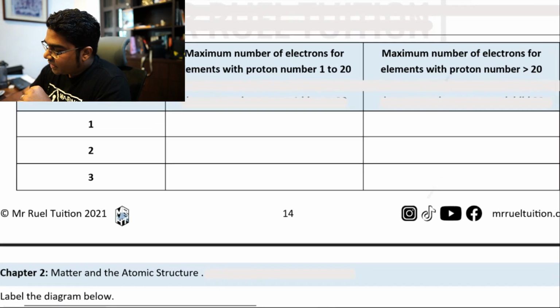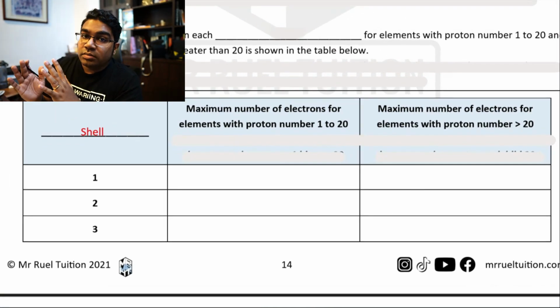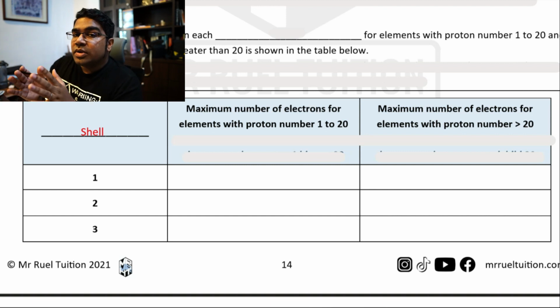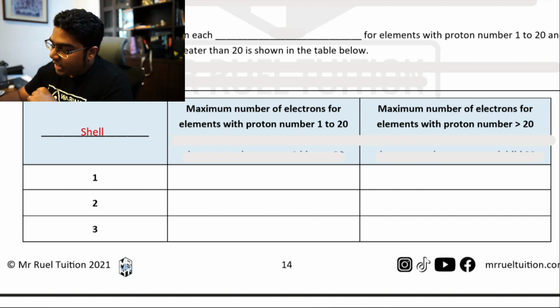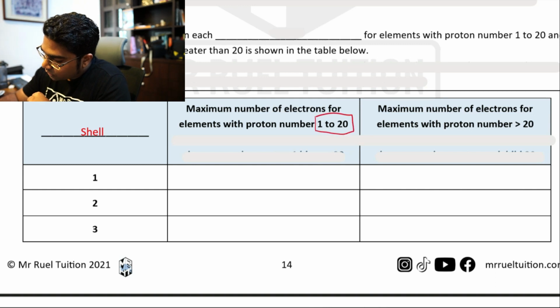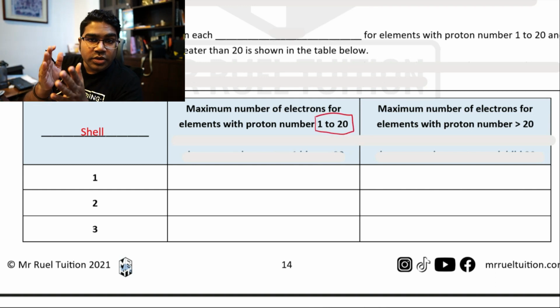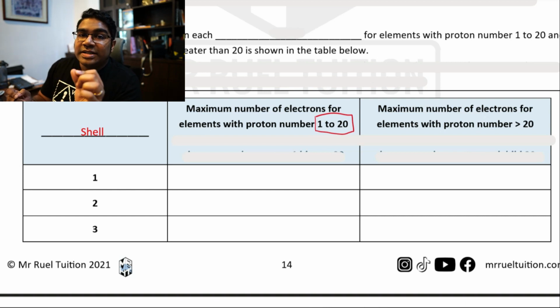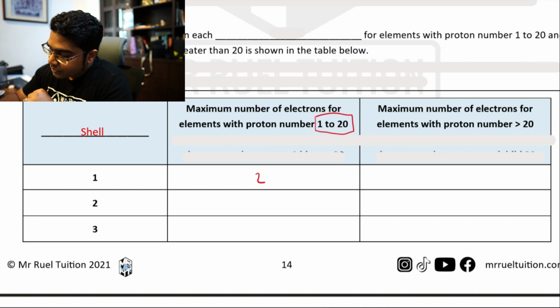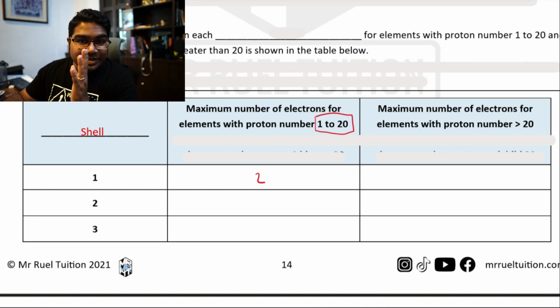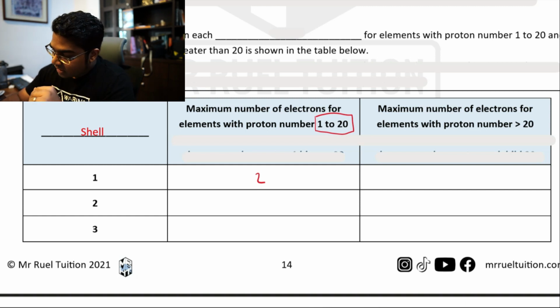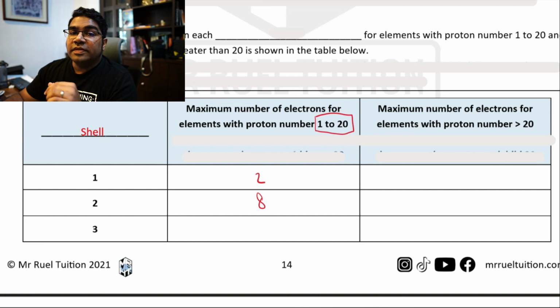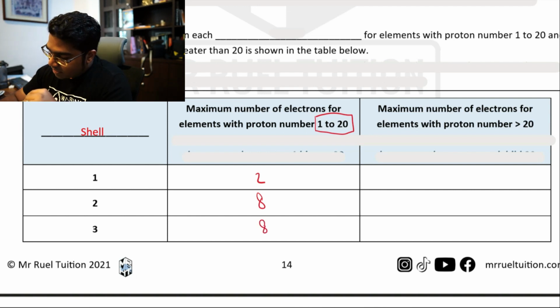Now the maximum number of electrons in each shell differs depending on the number of protons. So if the atom has 1 to 20 protons, that means the proton number is from 1 to 20, that is until calcium in the periodic table of elements, then the maximum number of electrons that can fit into the first shell is 2. Once that's full, then the second shell will start taking in electrons, and the maximum number that can fit in the second shell is 8. And finally, the third shell can also fit a maximum of 8.